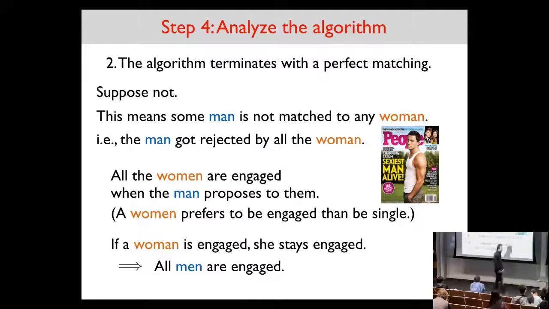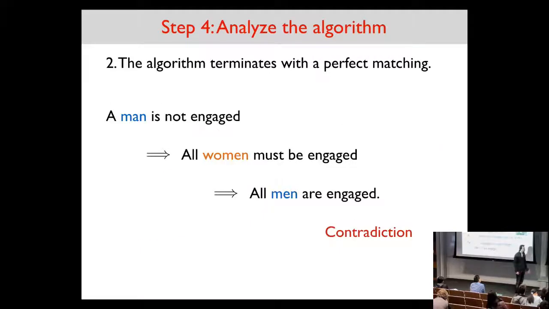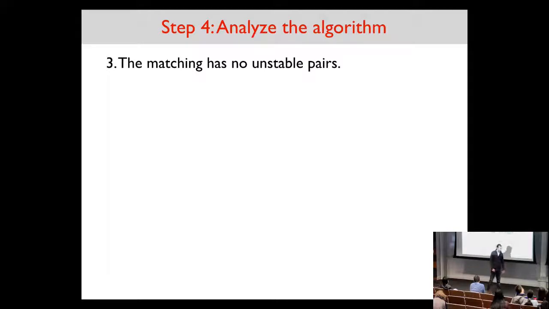And that's the contradiction we get. We said a man is not engaged. That implies that all women must be engaged at some point in the algorithm, and if they're engaged at some point, they're engaged at the end of the algorithm. So all women are engaged at the end, which means all men are engaged at the end because they have to be matched together. And that's a contradiction. A man is not engaged implies all men are engaged.